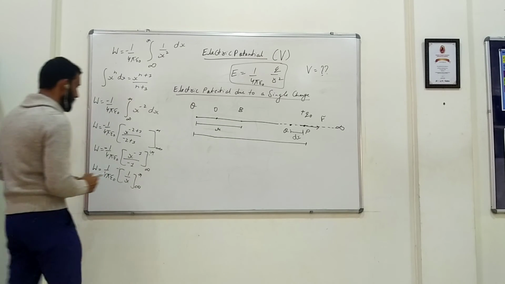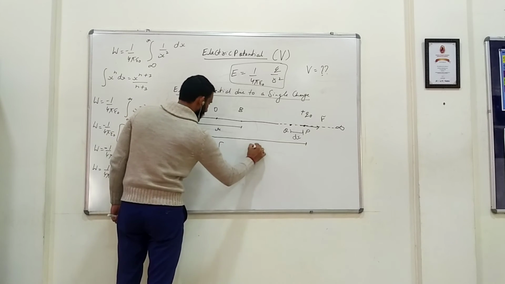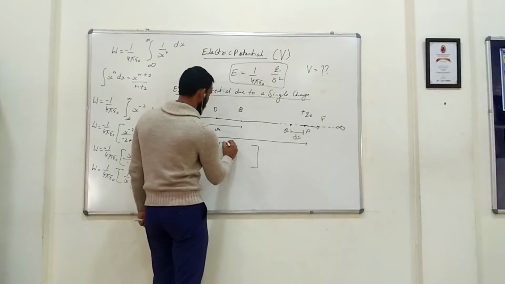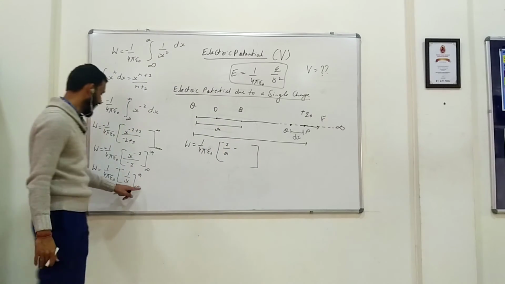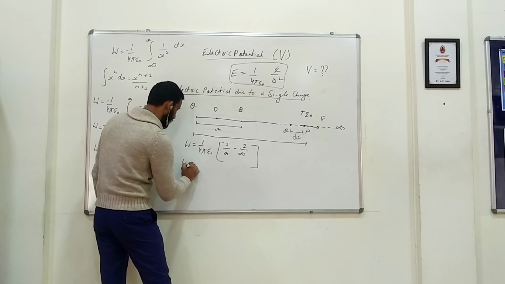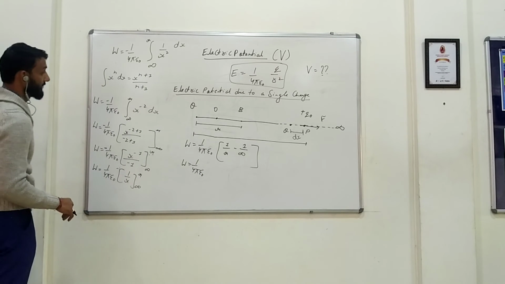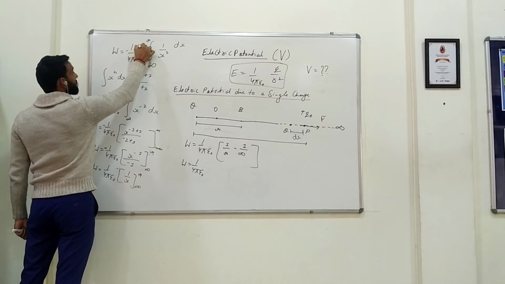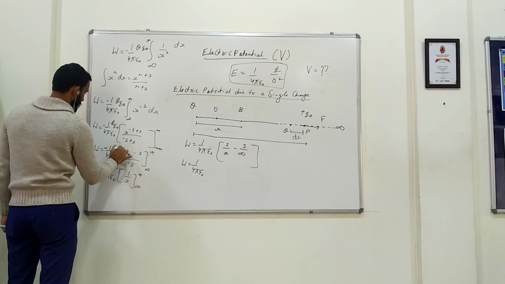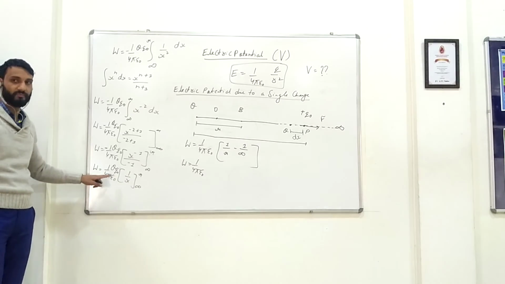After putting in the limits, W is equal to 1 upon 4 pi epsilon naught, upper limit minus lower limit. In place of x, first I will put r because that is the upper limit, 1 upon r, minus, then I put the lower limit in place of x, 1 upon infinity. So W is equal to 1 upon 4 pi epsilon naught. I think I forgot something. I did not take this Q naught outside. It was also there, Q Q naught, because that was also a constant which was supposed to be taken out.